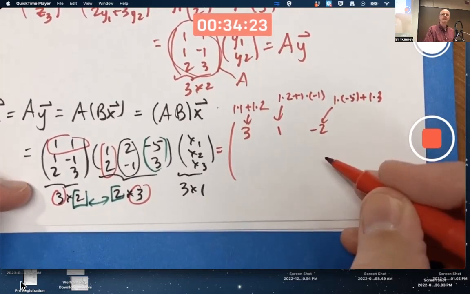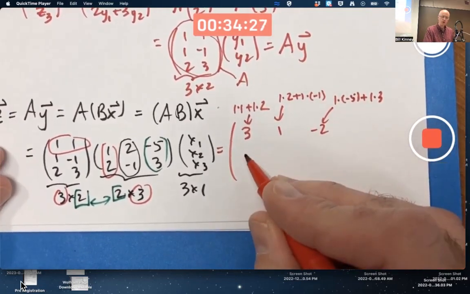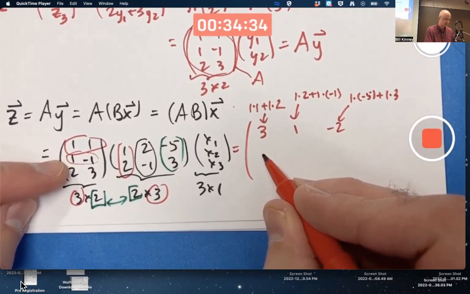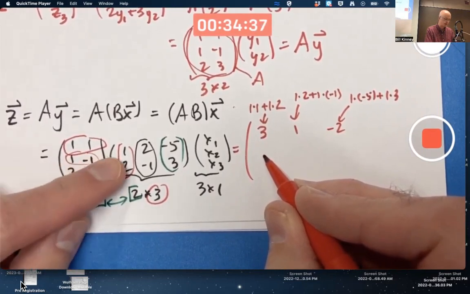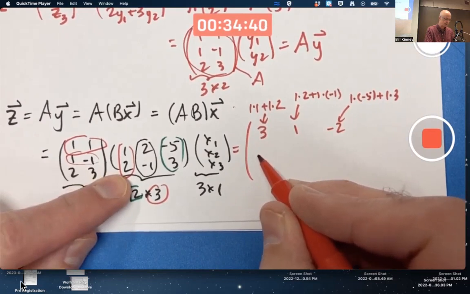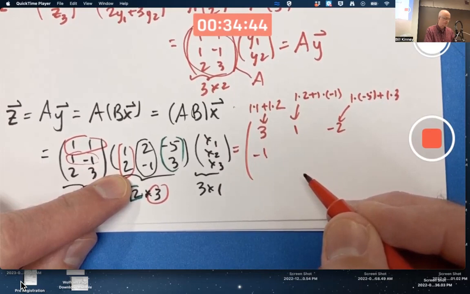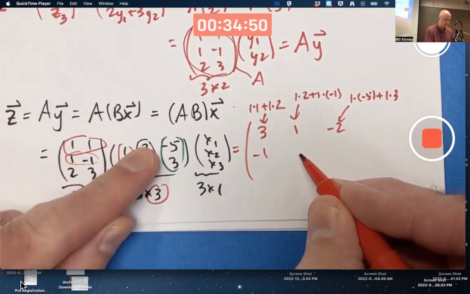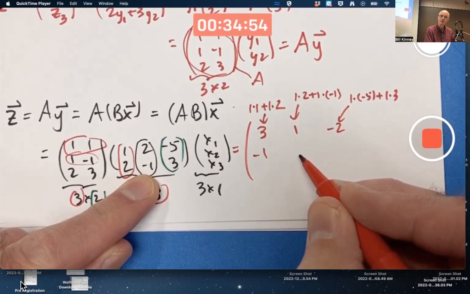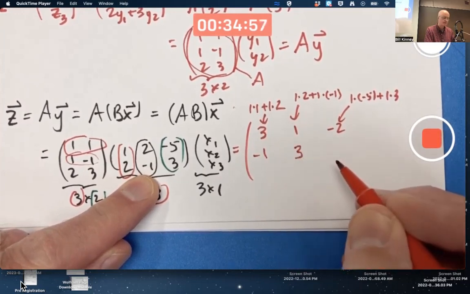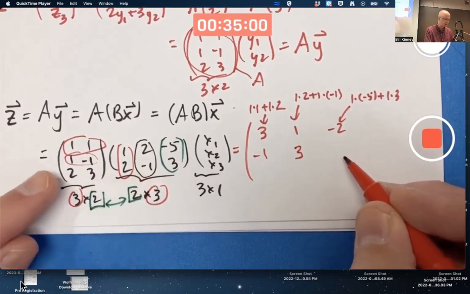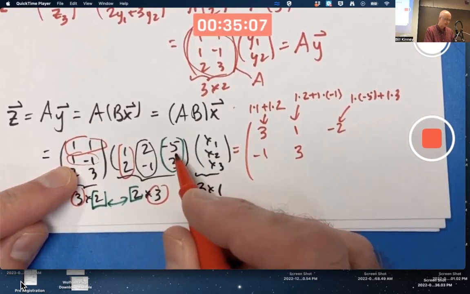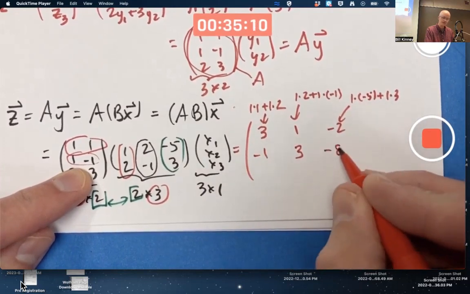Now we're on to the second row of the answer. Second row, first column, what goes right there? It would be the dot product of the second row of the matrix on the left with the first column of the matrix on the right. 1 times 1 plus -1 times 2 is 1 minus 2, which is negative 1. For the second row, second column, dot product of second row with second column: 1 times 2 plus negative 1 times negative 1, 2 plus 1 is 3. For the second row, third column: 1 times negative 5 plus negative 1 times 3. Negative 5 minus 3 is negative 8.